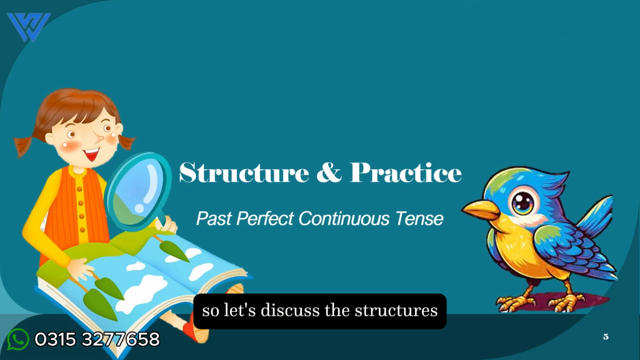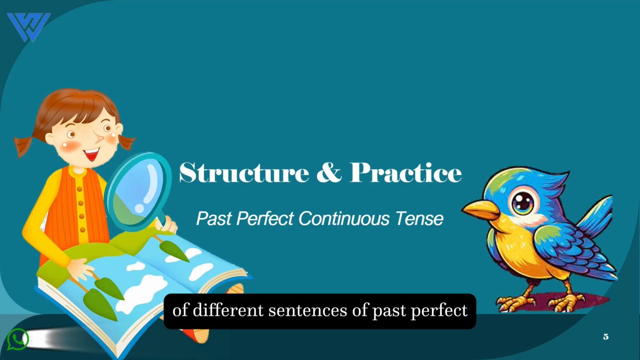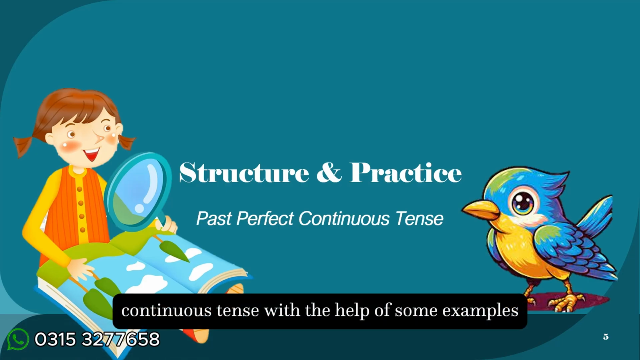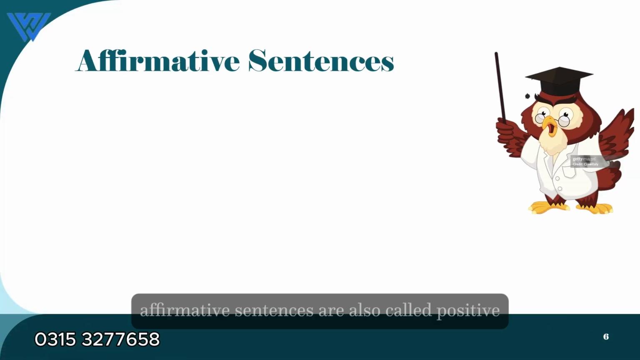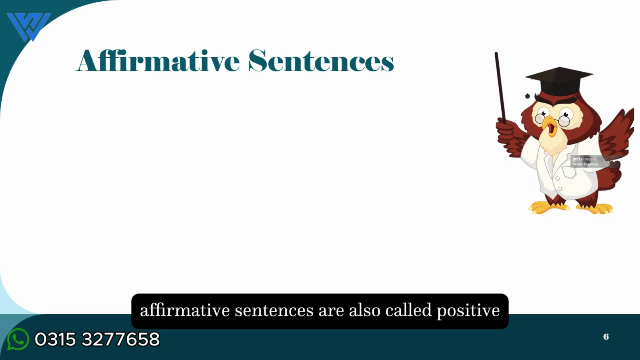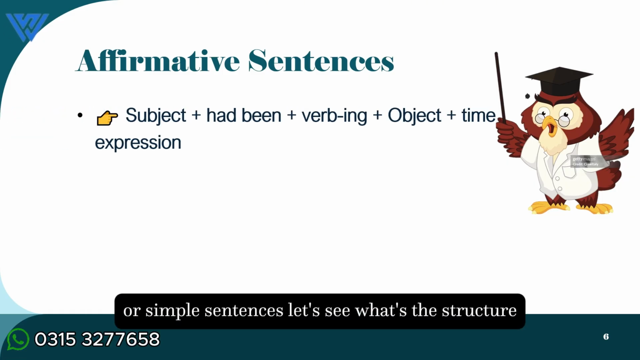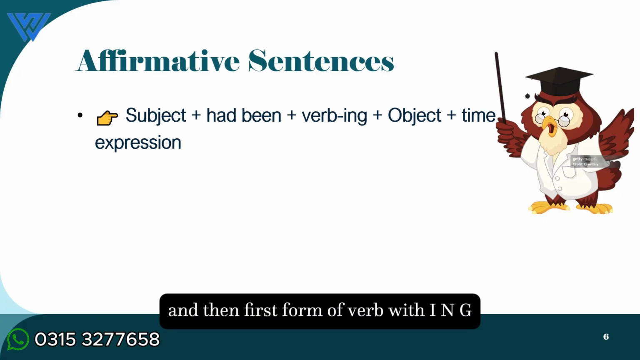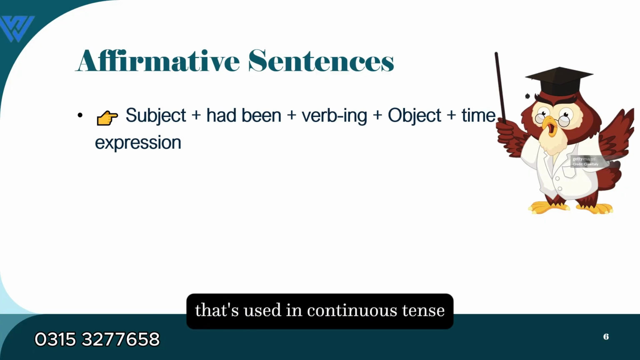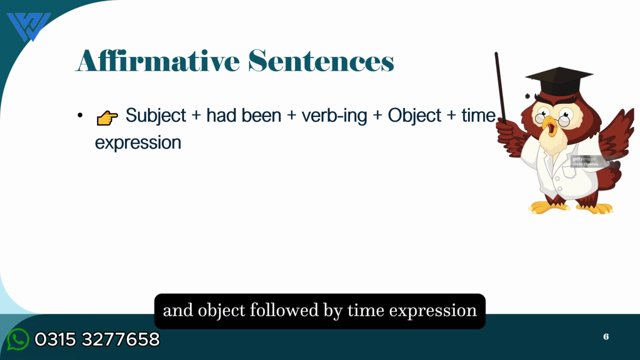So let's discuss the structures and practice those structures of different sentences of past perfect continuous tense with the help of some examples. The first sentence is affirmative sentences. Affirmative sentences are also called positive or simple sentences. Let's see what's the structure. It always starts with subject followed by had, been, and then first form of verb with ing that's used in continuous tense and object followed by time expression.